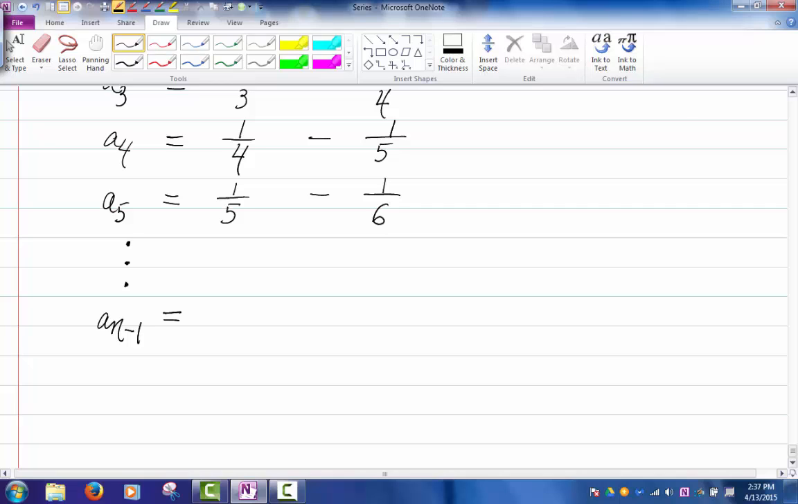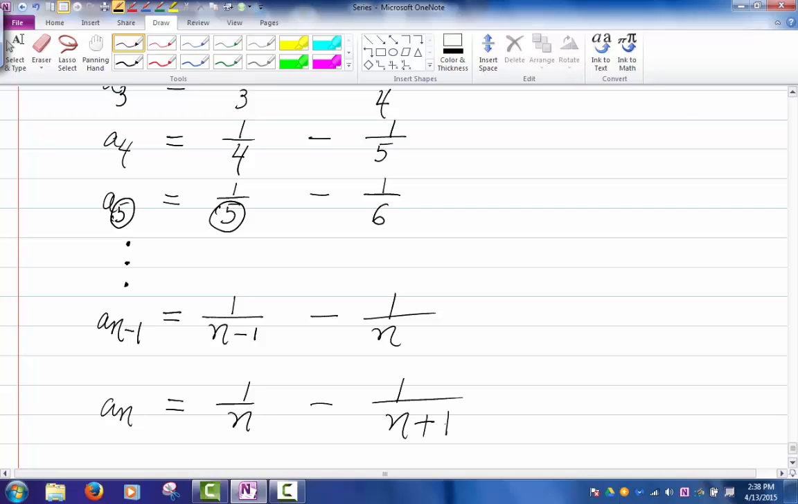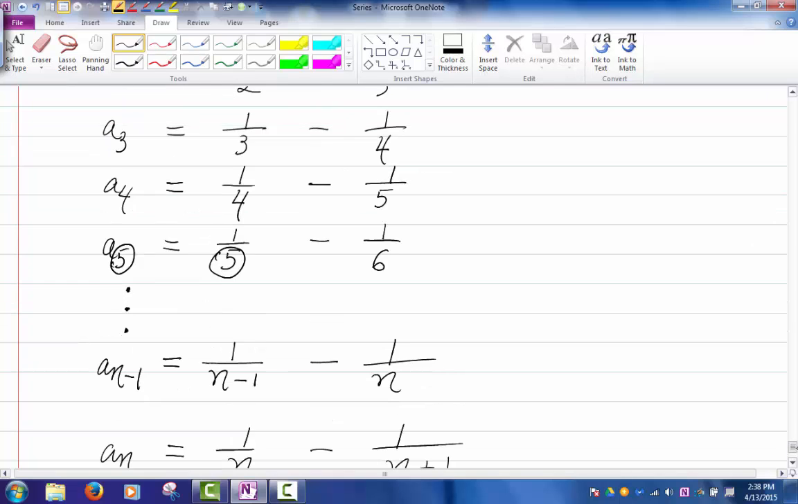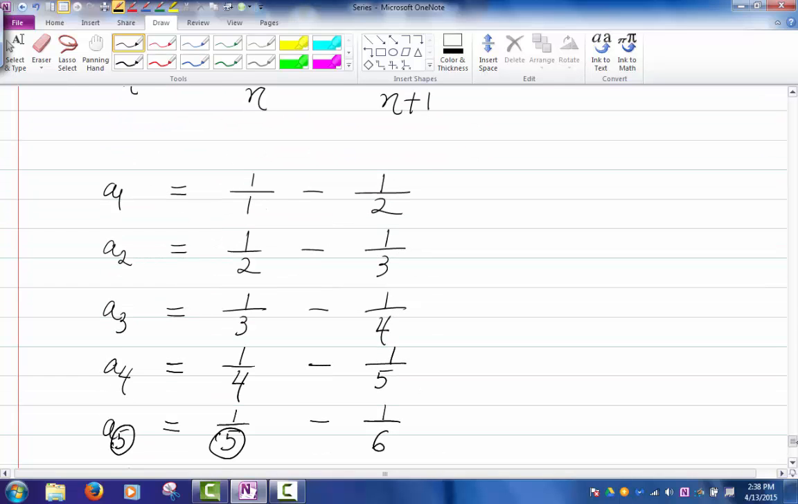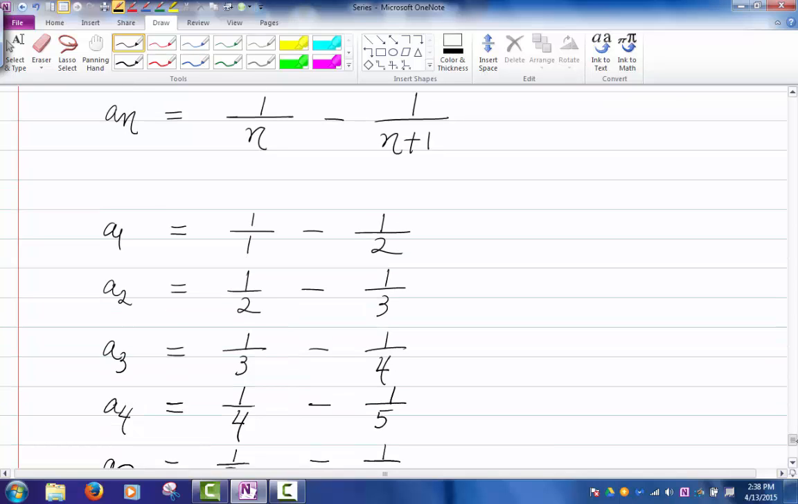Notice that on the right hand side, the first denominator is always the same as the index, right? So I'm going to get 1 over n minus 1, and the next denominator is just 1 bigger than that. What would be an then? It will be 1 over n minus 1 over n plus 1. Why did I do that? Well, I am going to add up all the terms from A1 up to AN for the Sn.